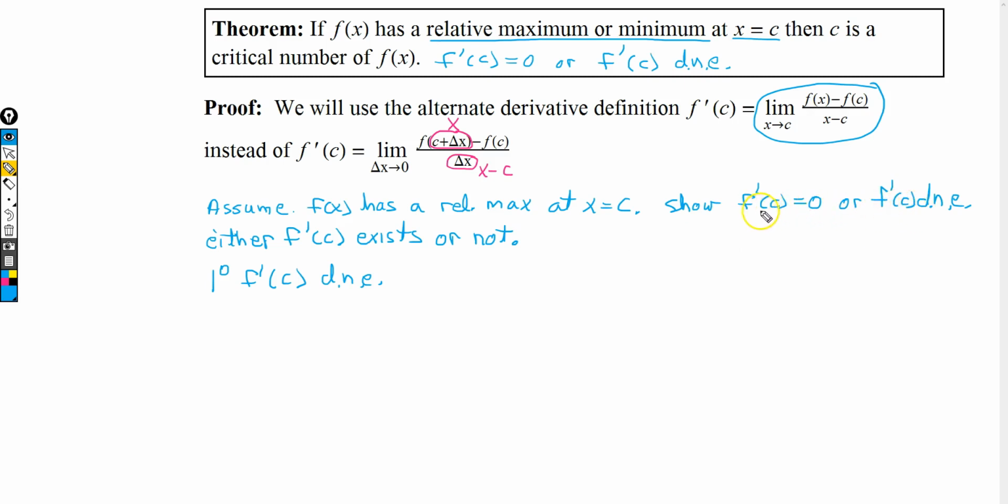We want to show either f prime of c is equal to 0 or it does not exist. So if it does not exist, we're finished. Okay, so that part of the proof is easy. Now case 2, suppose f prime of c exists.